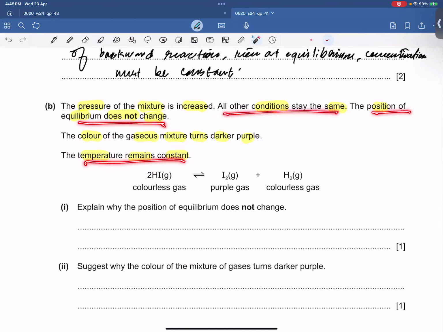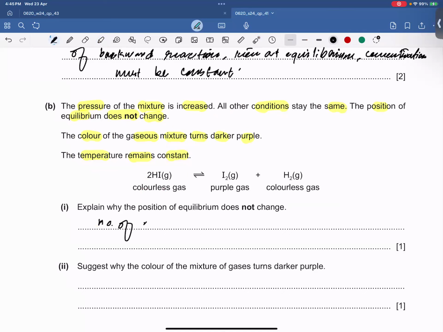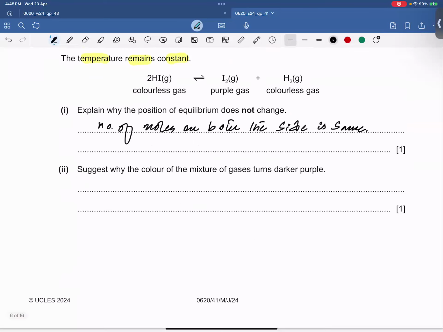All other conditions stay the same because the total number of moles on the reactant side is 2. The total number of moles on the product side is also 2. Since the number of moles on both sides is the same, there will be no change in position of equilibrium. So the number of moles on both sides is the same. Suggest why the color of the mixture of gases turns darker purple.